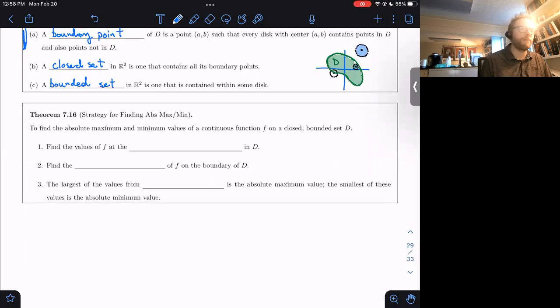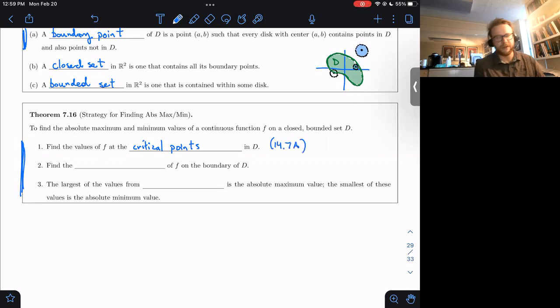How will you actually go about it once you know that a minimum and a maximum exists? Once you have a continuous function and a closed and bounded set, extreme value theorem, how do you go about actually searching for minimums and maximums? And so this is the strategy here. First off, I think that we should try to find all of the critical points within D. So find the values of f at the critical points inside of D.